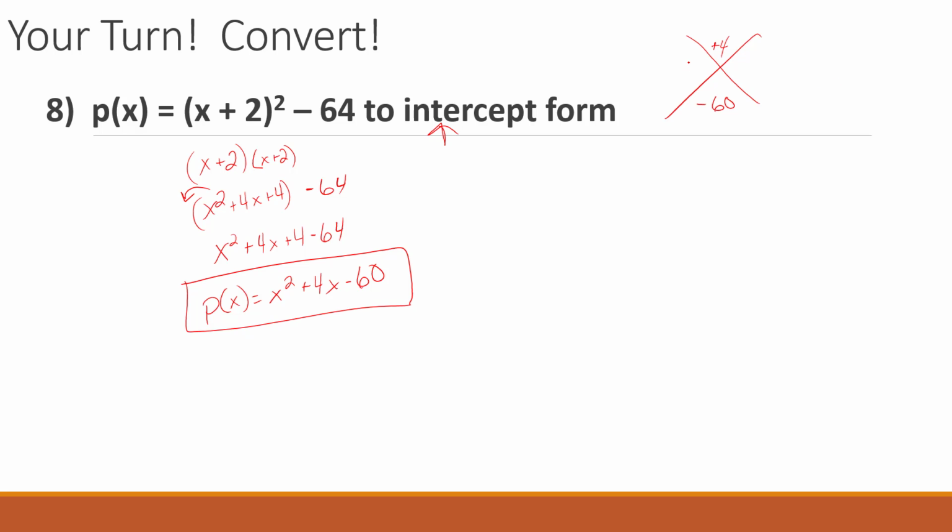Looks like we have a 6 and a 10 in some combination. I need the 10 to be larger, so it will have to be positive and larger. So 10 and negative 6. So we have x plus 10, x minus 6. Those are our factors. Equals p of x. And we now have intercept form.